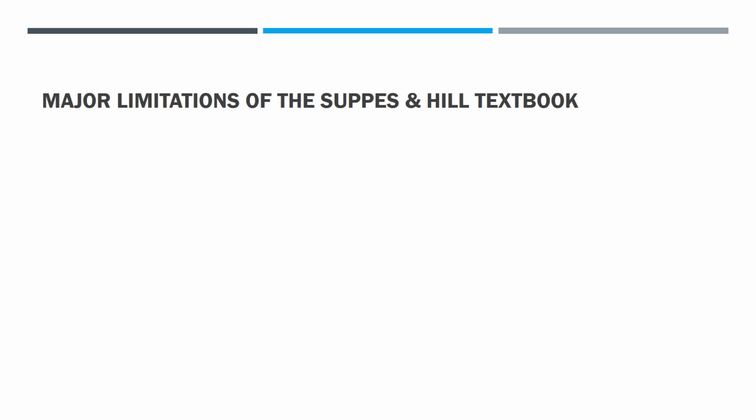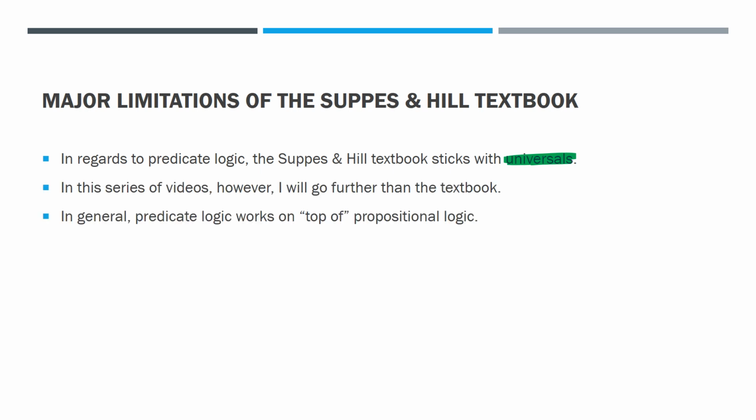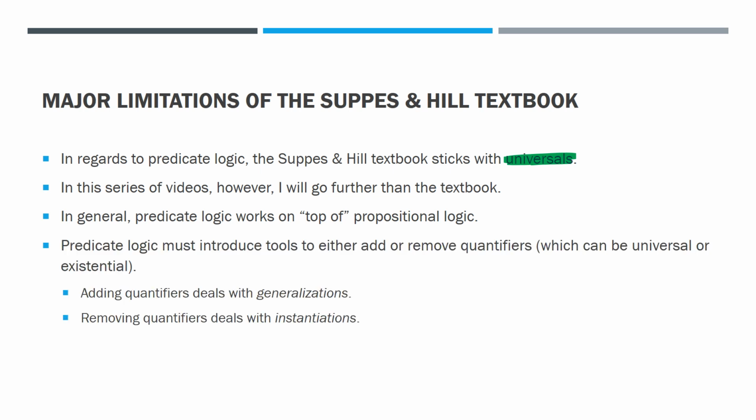I want to reiterate the major limitations of the Suppes Hill textbook before I conclude this video. Now, in regards to predicate logic, the Suppes Hill textbook basically sticks with universals. It doesn't deal with existential quantifiers. In this series of videos, however, I will go further than the textbook. In general, as I've noted before, predicate logic works on top of propositional logic. So, predicate logic must introduce tools to either add or remove quantifiers, and those quantifiers can be universal or existential.